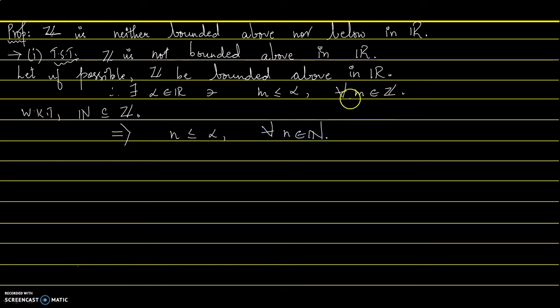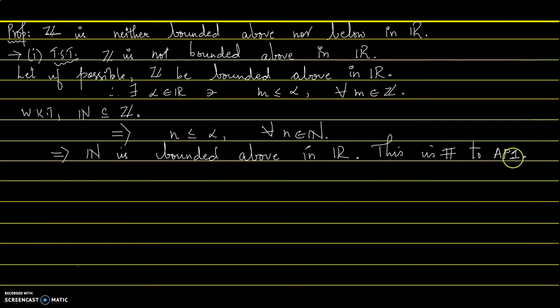It is true for every integer, and the set of natural numbers is a subset of integers, right? So for every natural number n as well, n will be less than or equal to alpha for each n in N. That means N is bounded above in R, because we have found an upper bound alpha. So this is bounded above in R. That's a contradiction to the first form of Archimedean property, AP1.